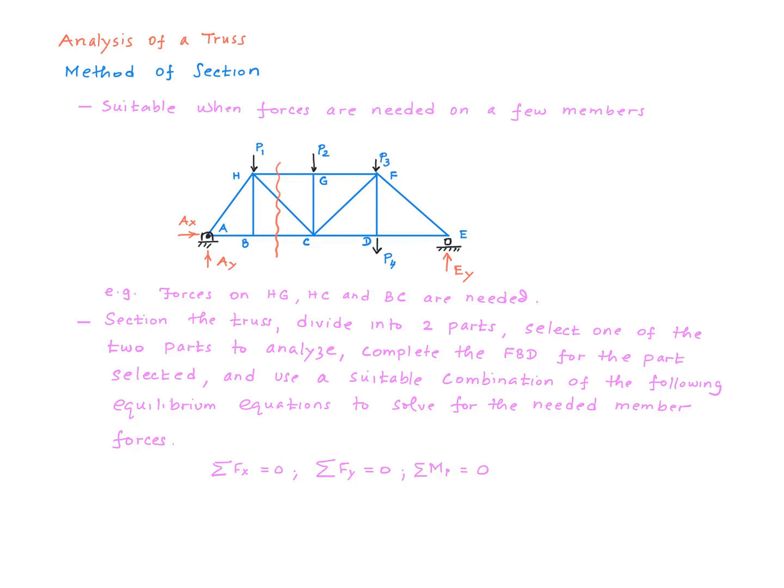Referring to this example, supposing, say, we are interested in finding the forces on members HG, HC, and BC. So this is what you do. You divide the truss into two parts by sectioning like this. You then select one of the two parts for analysis, complete the free body diagram for that part, and use a suitable combination of these equilibrium equations applied for that part in order to find the unknown forces.